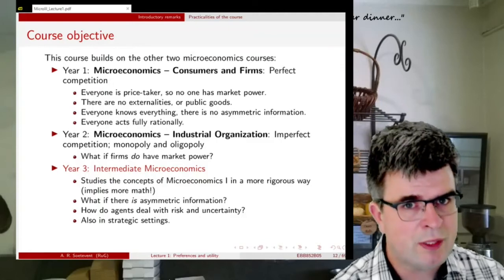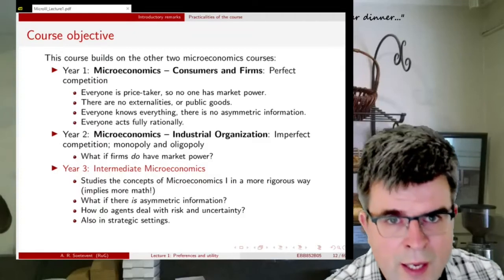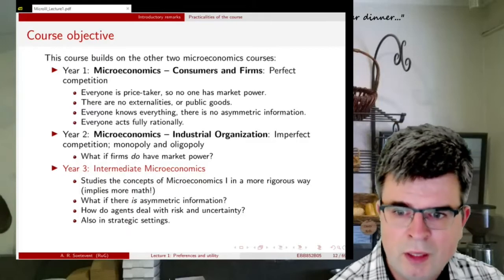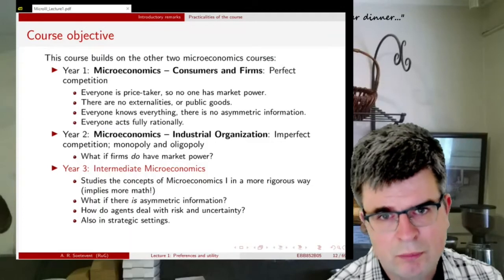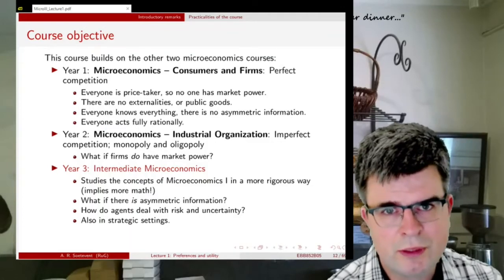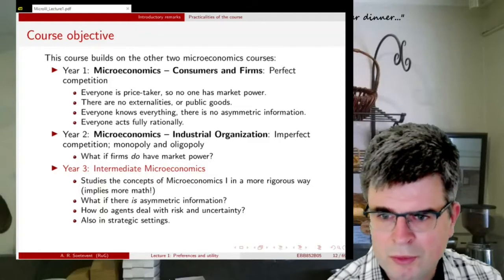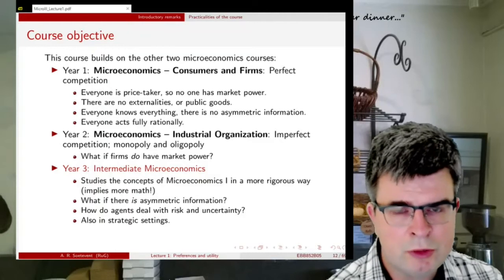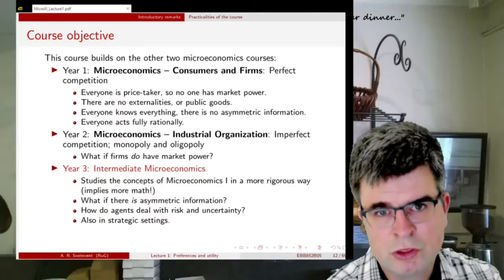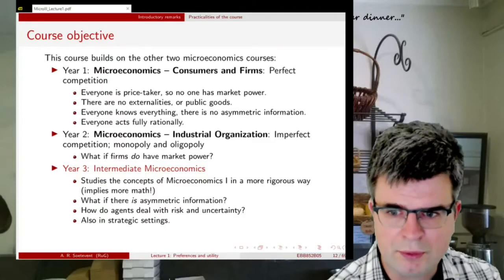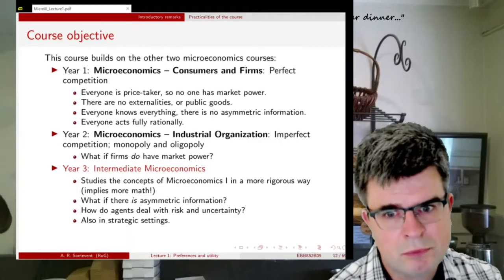What happens if there's asymmetric information, if not all parties involved in a market transaction have the same information? How do agents deal with risk and uncertainty? So far you didn't deal with risk, but most real-life environments are uncertain. And we also do this in strategic settings, so when each agent is not small compared to the market. So we also will study some game theory with mixed strategies.